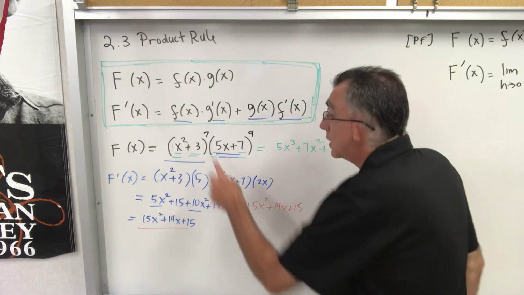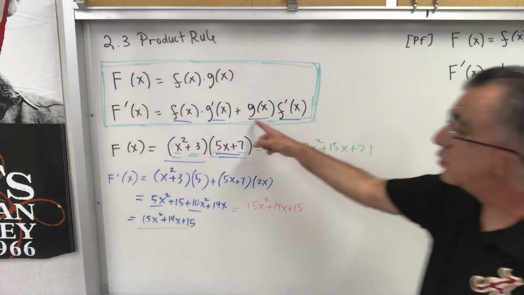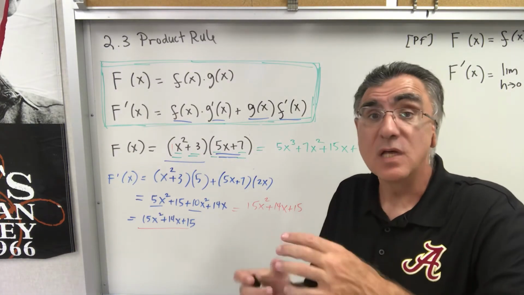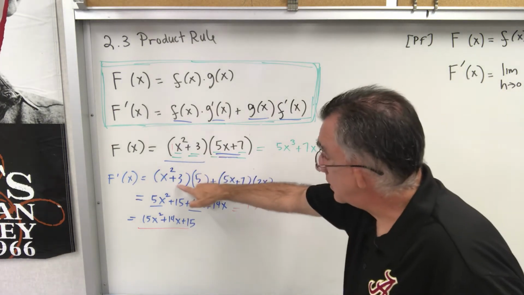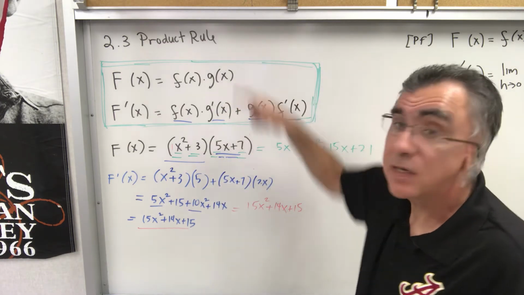Okay, so just be aware that you've got to trust me on this, that this rule becomes important, but initially isn't, because we don't know enough other rules to make it useful. So anyways, this is it. Take the first one times the derivative of the second, plus the second one times the derivative of the first. This is the product rule.